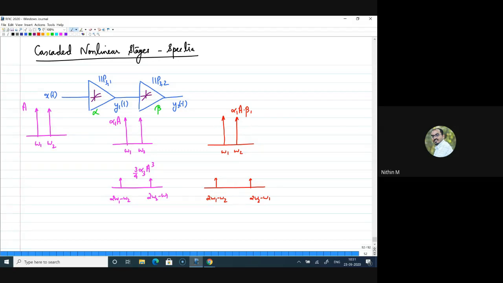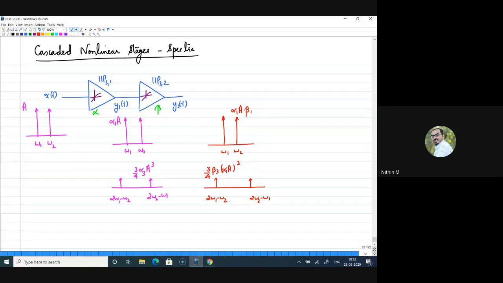Yes, thank you Nagesh. 3 by 4 beta 3 alpha 1 a cube. So this will be equal to 3 by 4 beta 3 into what is the amplitude coming at the input stage, the whole cube. So the amplitude coming at the input is alpha 1 into a, so it is alpha 1 a into whole cube, right? This is the intermodulation component available at the second stage.